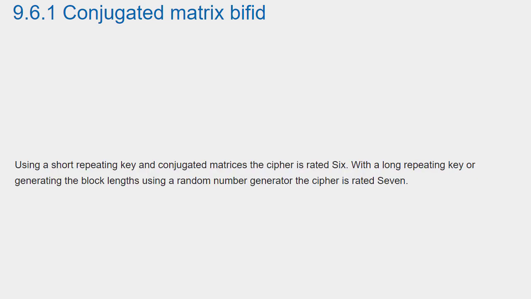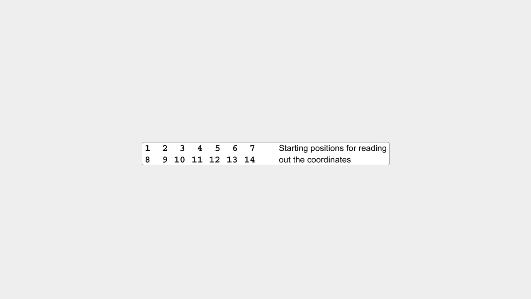Using a short repeating key and conjugated matrices, the cipher is rated 6. With a long repeating key or generating the block lengths using a random number generator, the cipher is rated 7. A similar idea is to read out the coordinates starting from a different point in each block. You could use a numeric key to specify the sequence of starting points.